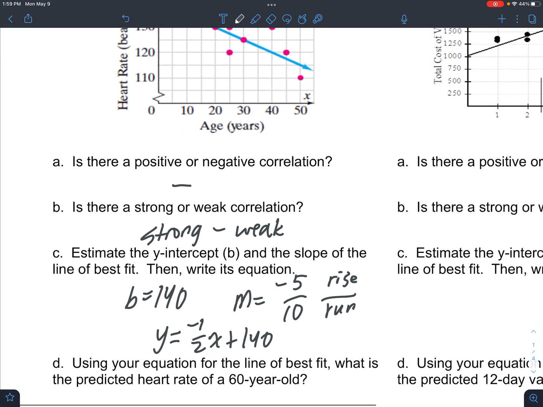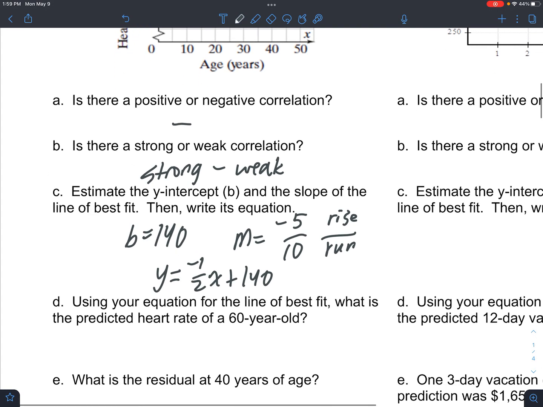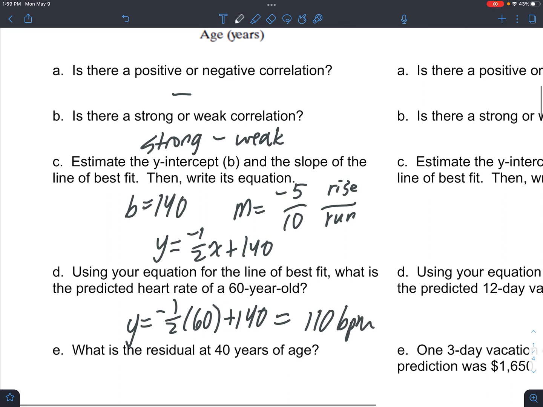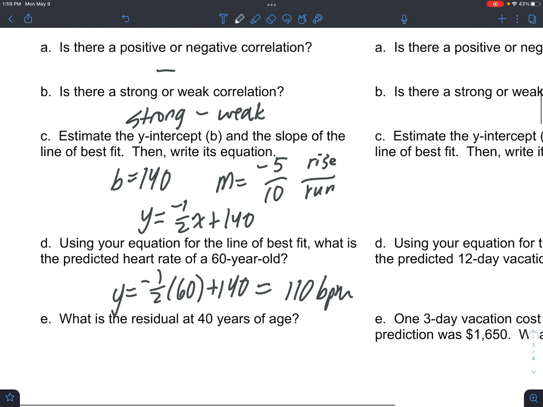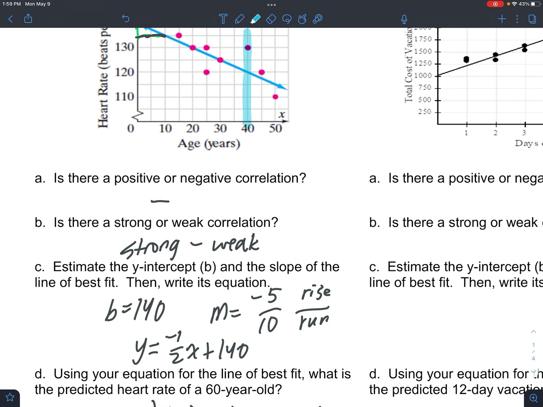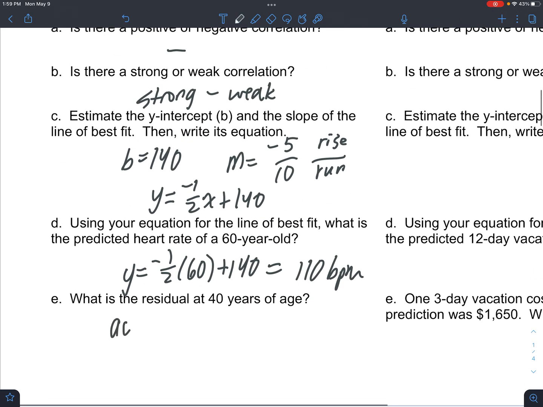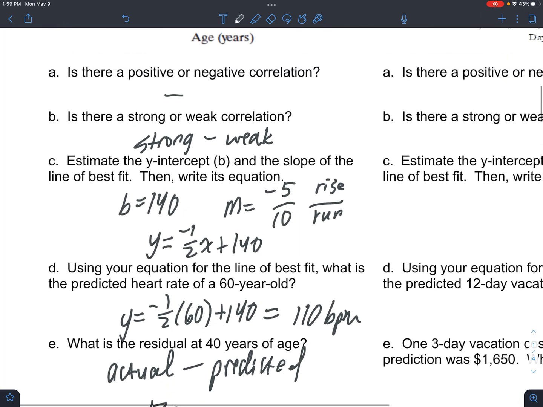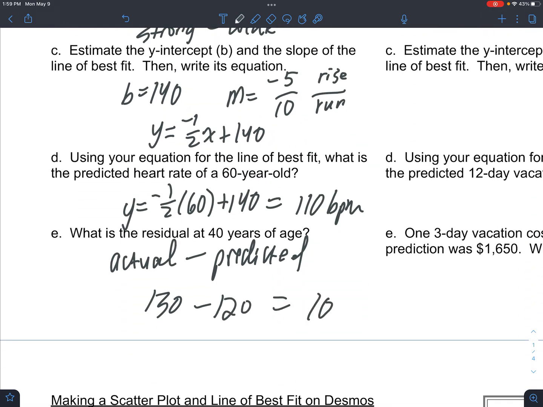Okay. And with this blue line now, we can predict any value given the age. If we have a 60-year-old, all you've got to do is plug in that age for x, and we get 110 beats per minute. Okay, and this is asking what's the residual at 40. So we look at just 40, and we want to know, what was the actual point minus the predicted point? The actual was at 130, and the predicted, if we look at where that blue line is, is 120. So this is 10 beats per minute, which means that our observation was 10 beats per minute off of what it should have been, according to our line.